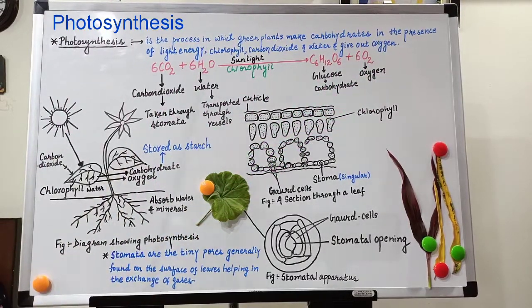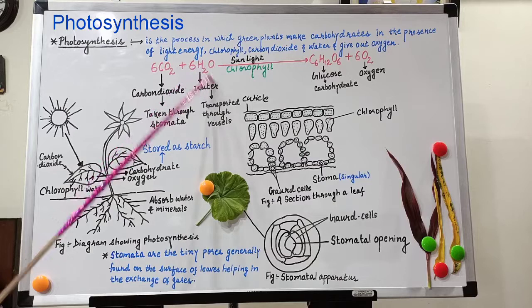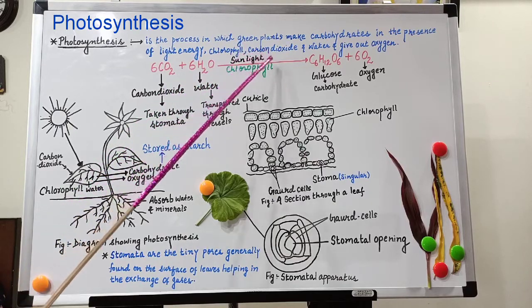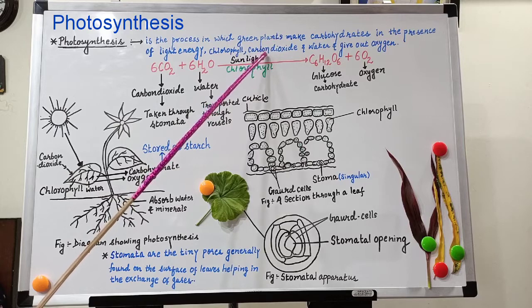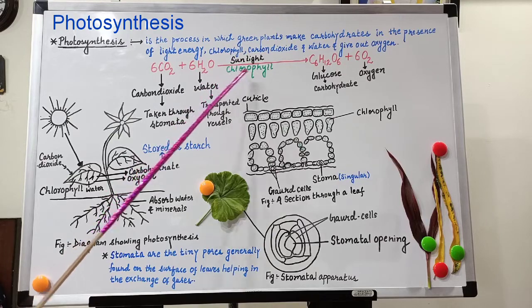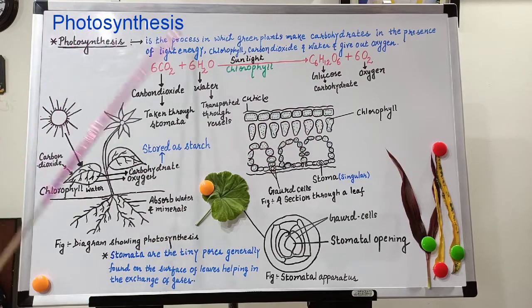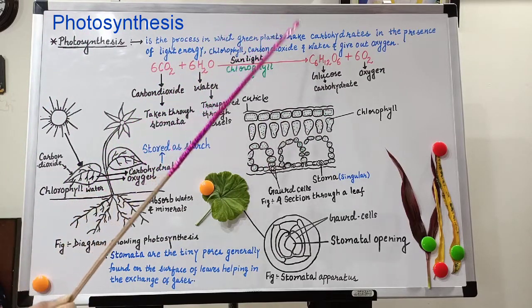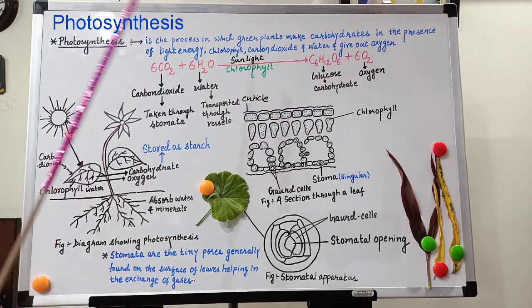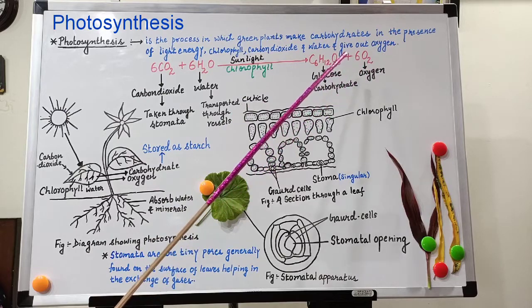So, we may sum up the equation of photosynthesis as a process in which carbon dioxide, represented by CO2, combines with water, represented by H2O, in the presence of light, because this light may come from any other source of light also apart from the sun, and chlorophyll to form glucose, and oxygen is given out. So, photosynthesis is the process in which green plants make carbohydrates in the presence of light energy, chlorophyll, carbon dioxide and water, and give out oxygen.